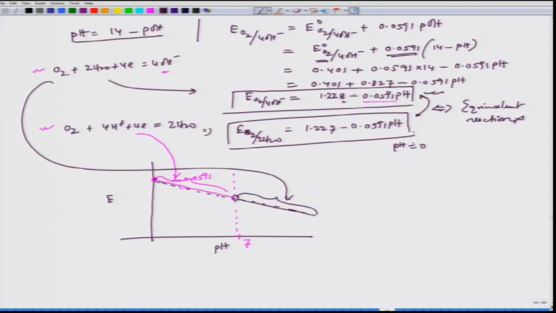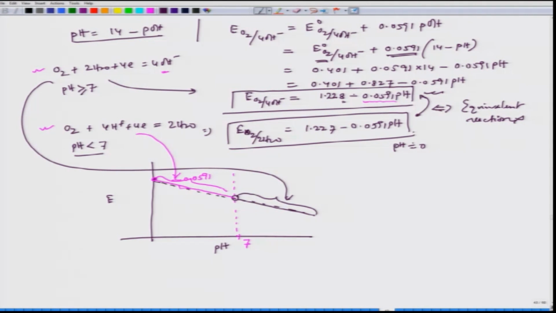Only difference is, oxygen reduction in acidic medium happens when pH is less than 7, and oxygen reduction in basic or neutral medium happens when pH is equal to 7 or greater than 7. So these happen when pH is 7 or more and these happen when pH is less than 7. So this is the only difference, but they are falling on the same plot.